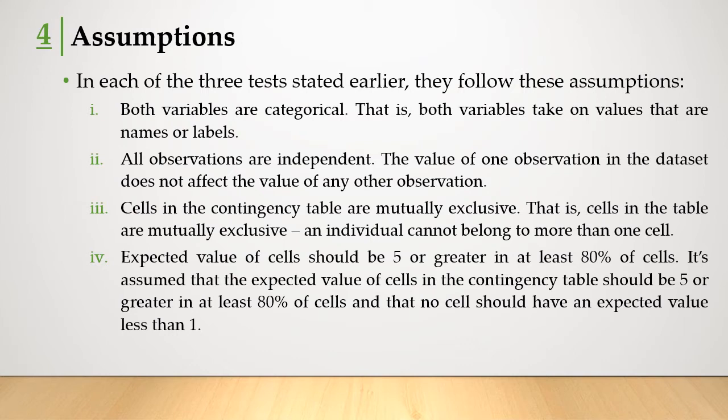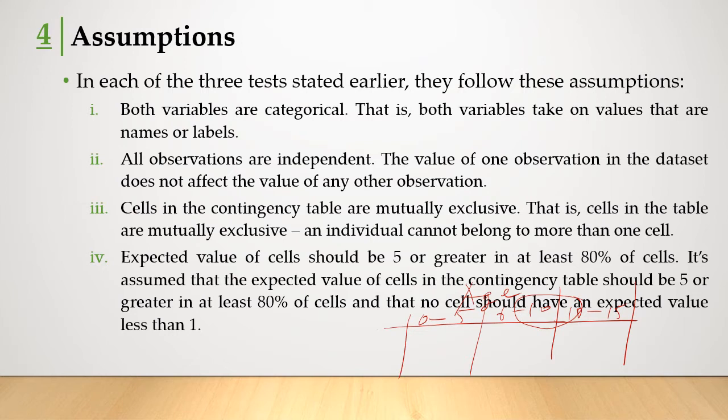Cells in the contingency table are mutually exclusive. You do not have overlapping categories. For example, if you want to draw a table with age group, and you label one category 5 to 10, now you cannot have 10 to 15. Why? Because there is an overlap. So all of them should be mutually exclusive. There shouldn't be a case where somebody will be confused about where to put a particular value.